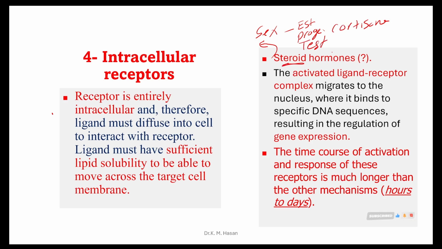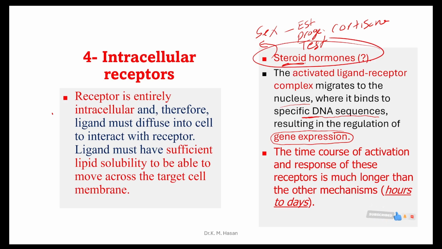So steroid hormones activate the ligand-gated receptor and migrate to the nucleus. This will lead to binding to the DNA sequences, and the end result will be gene expression. So here we're talking about hormones, steroid hormones.